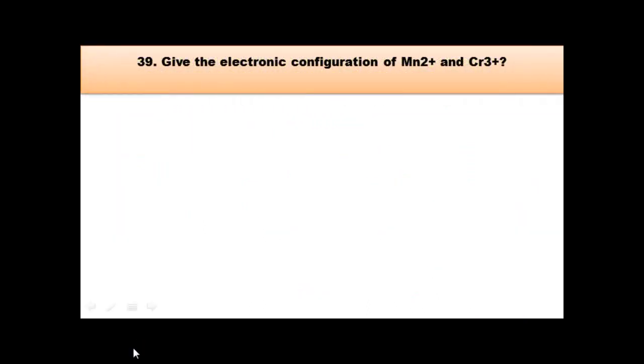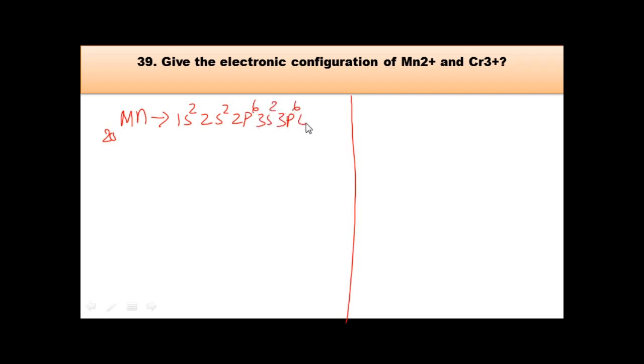The next question, question number 39: give the electronic configuration of Mn2+ and Cr3+. The first one, we have to write the Mn configuration. So what is the atomic number? 25. The configuration is 1s2, 2s2, 2p6, 3s2, 3p6, 4s2, 3d5. This is the configuration for manganese.